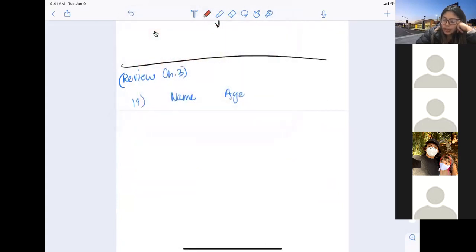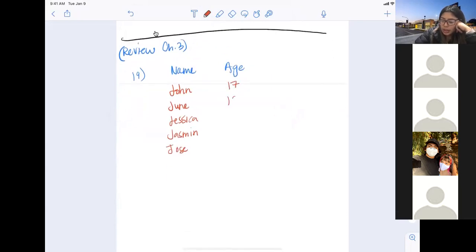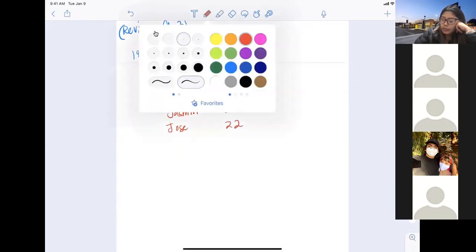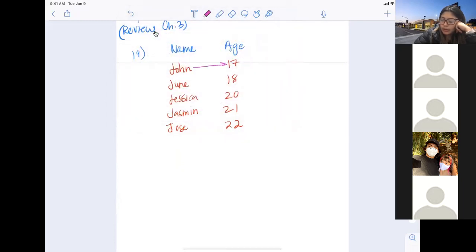So I give you 2 sets of data. I give you John, June, Jessica, Jasmine, and Jose. The ages 17, 18, 20, 21, and 22. And I give you the following, and I'm going to say, find the domain and the range.